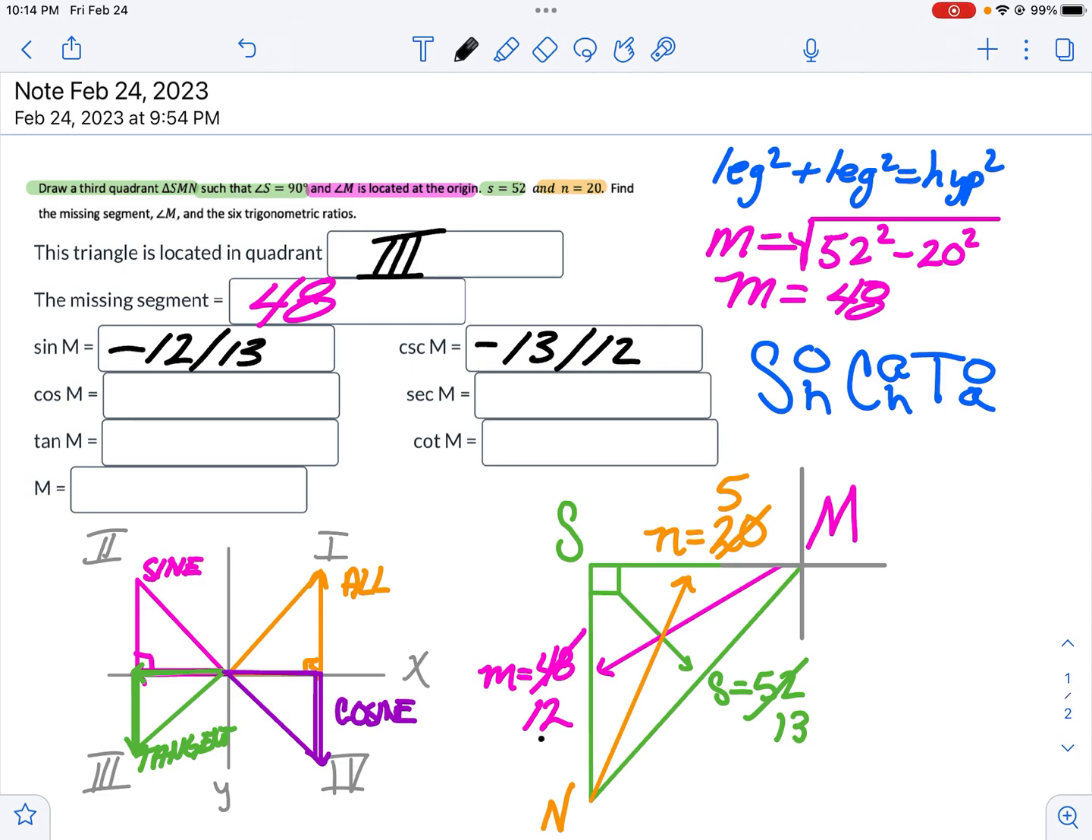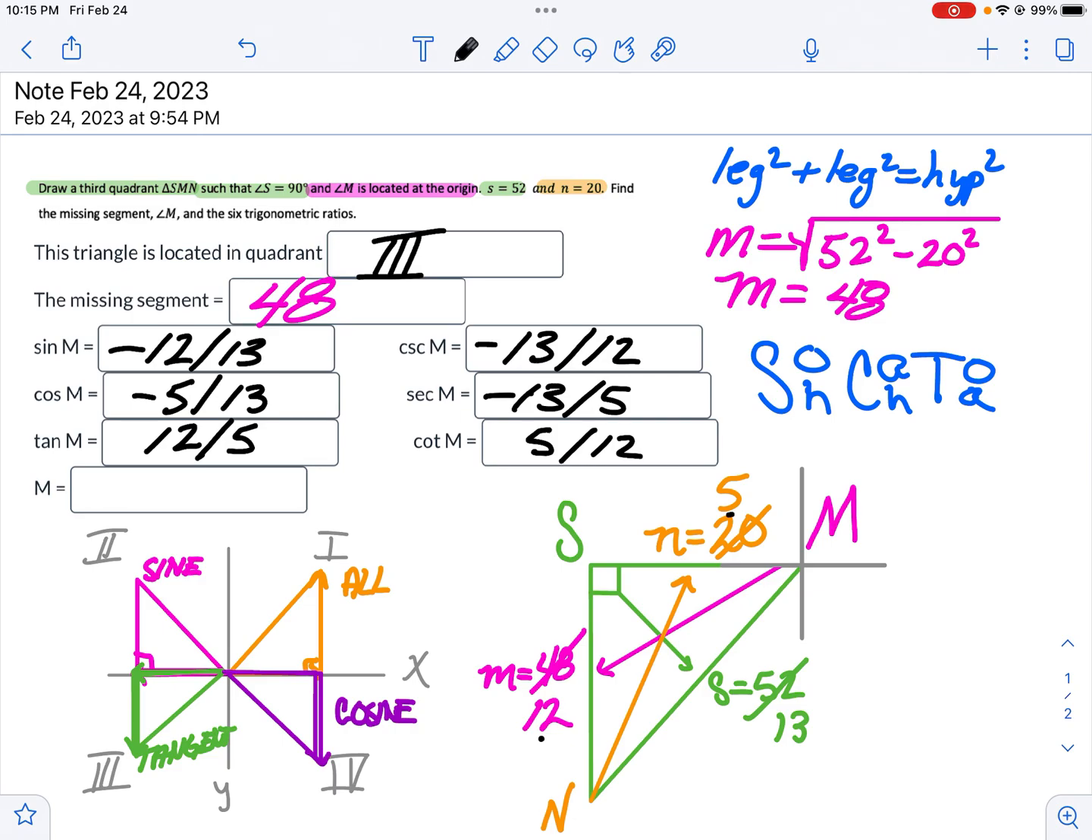Cosine is negative 5 thirteenths. And again, it's negative because the 5 went to the left. And going to the left is negative, so secant is negative 13 fifths. Tangent, however, is positive 12 fifths. And cotangent is 5 twelfths. And the reason it's positive is because it is a negative divided by a negative. And two negatives give you a positive.